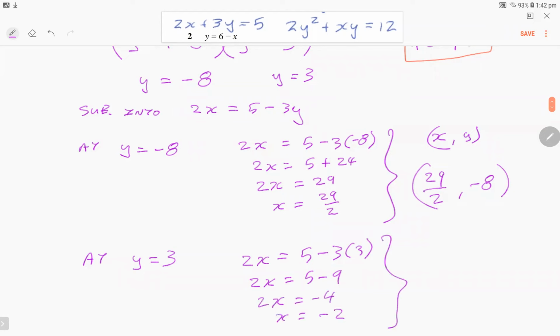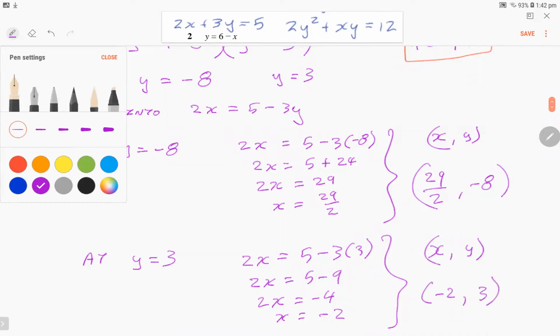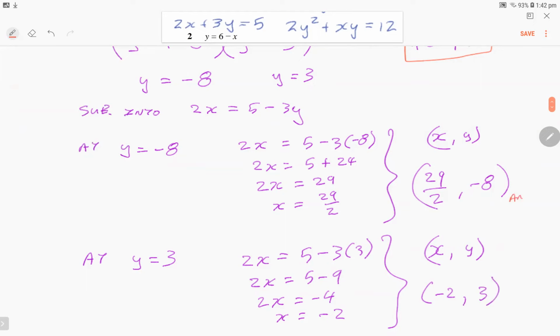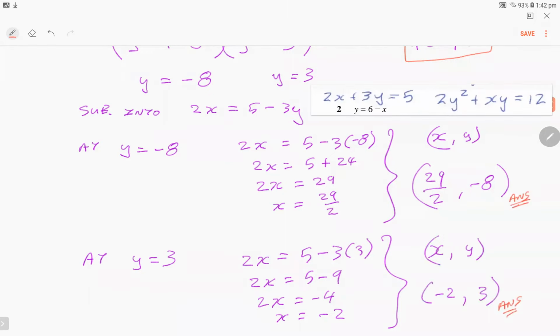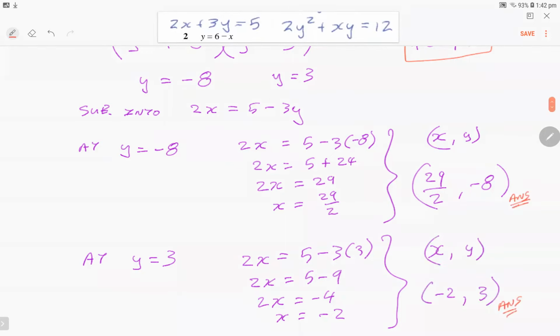So for the second point, remember, even though we have the y value calculated first, we still have to put the x value first in the bracket. The point has to always be x, y. So in that case, it is negative 2, 3. So those are your 2 points of intersection, one of them and the other one, for this line and curve right there. All right, nice and easy.